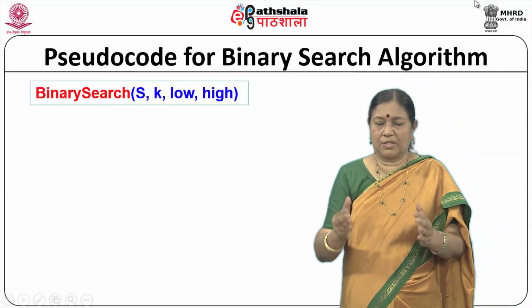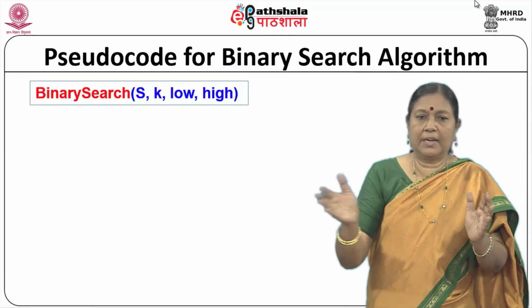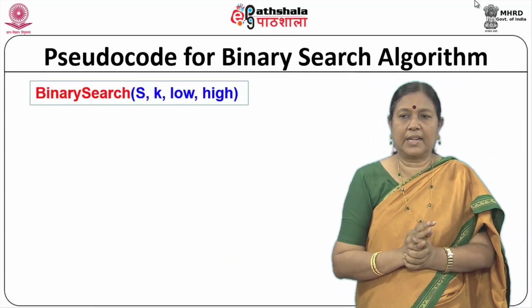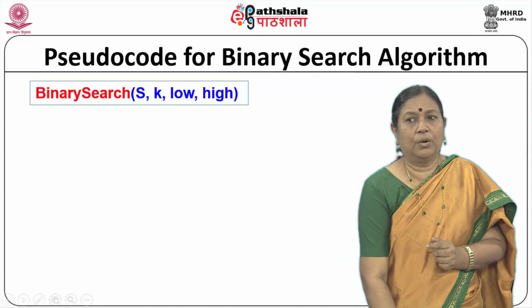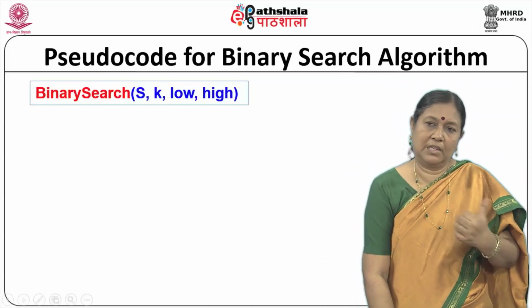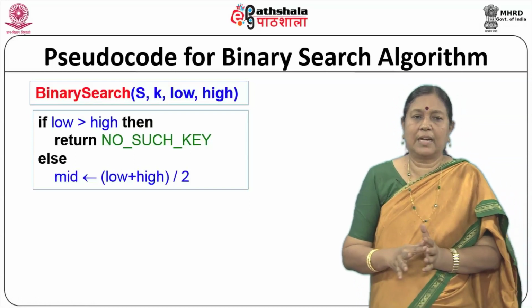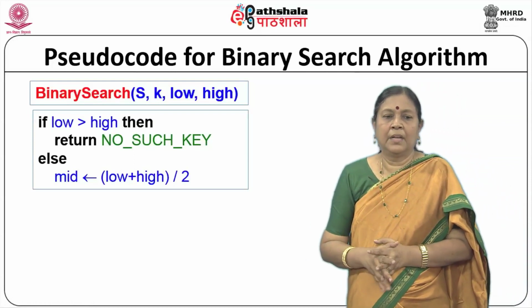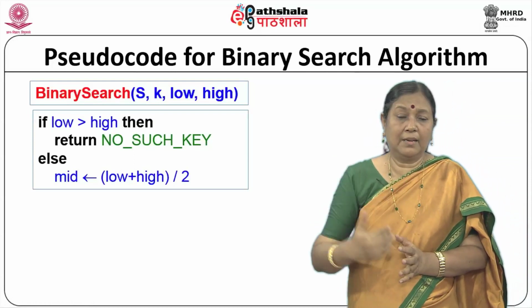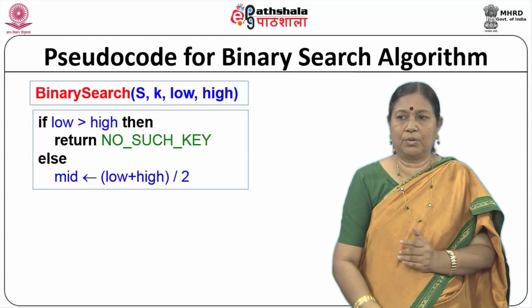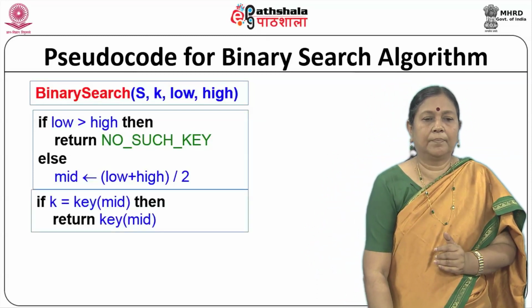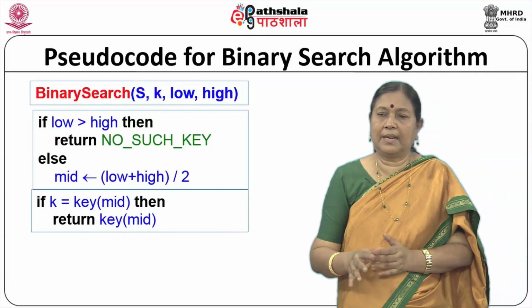This is a normal binary search. So, what do you do? You try to find the mid and keep searching. The binary search is given like this: the array, k is the key that you want to search, and the initial low and the high. If low is greater than high, then there is no such key. Otherwise, find the mid, (low plus high) by 2, and if the key is equal to k[mid], then you return k[mid].